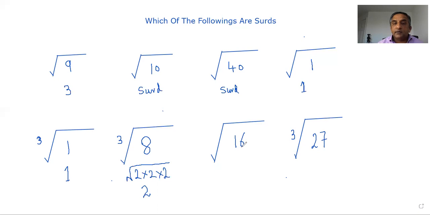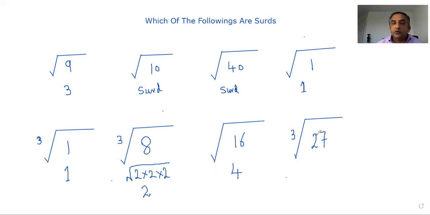Now the next one is square root of 16. We know that square root of 16 is 4, so it is also not a surd. Remember, the first one was not a surd because square root of 9 is 3. Similarly, square root of 1 is 1, so it is not a surd. So there are only two surds here, one is 10 and one is 40.